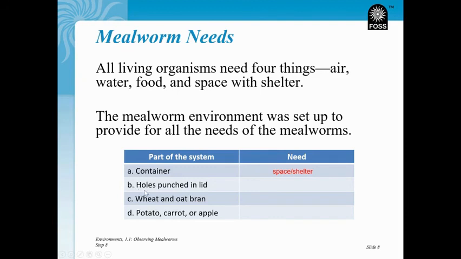What type of need does punching holes in the lid mean? Does it mean air, water, food, or space with shelter? What do you think? It gives it air. What about wheat and oat bran? That's its source of food. And potatoes, carrots, or apples, just like us, another source of food.